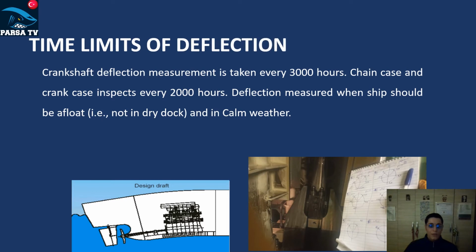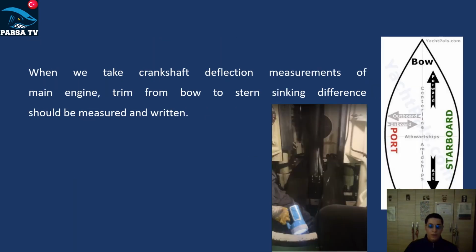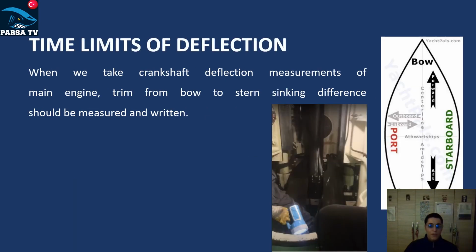Time limits of deflection. Crankshaft deflection measurement is taken every 3000 hours. Chain case and crankcase are inspected every 2000 hours. Deflection is measured when the ship is afloat, that is, not in dry dock, and in calm weather. When we take the crankshaft deflection measurements of the main engine, the trim from bow to stern and the sinking difference should be measured and written.